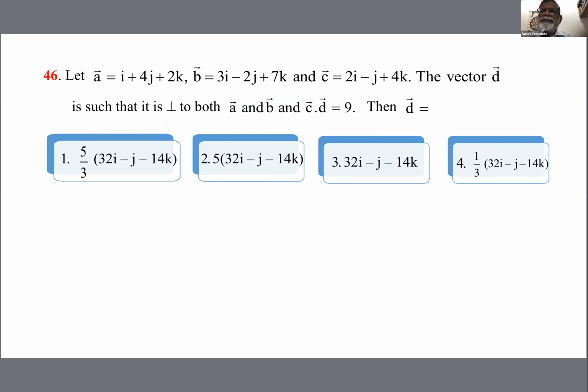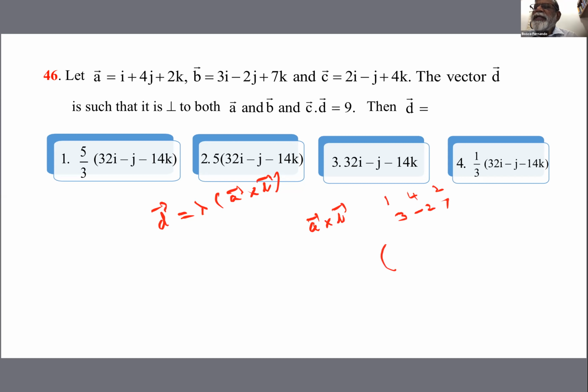This question. 3 vectors are given. Vector A is given, vector B is given, vector C is given. D is perpendicular to A and B. So D is along A cross B. How to find A cross B? I have already told you. You should be very economical in writing. What are the components of A? 1, 4, 2. What are the components of B? 3, minus 2, 7.